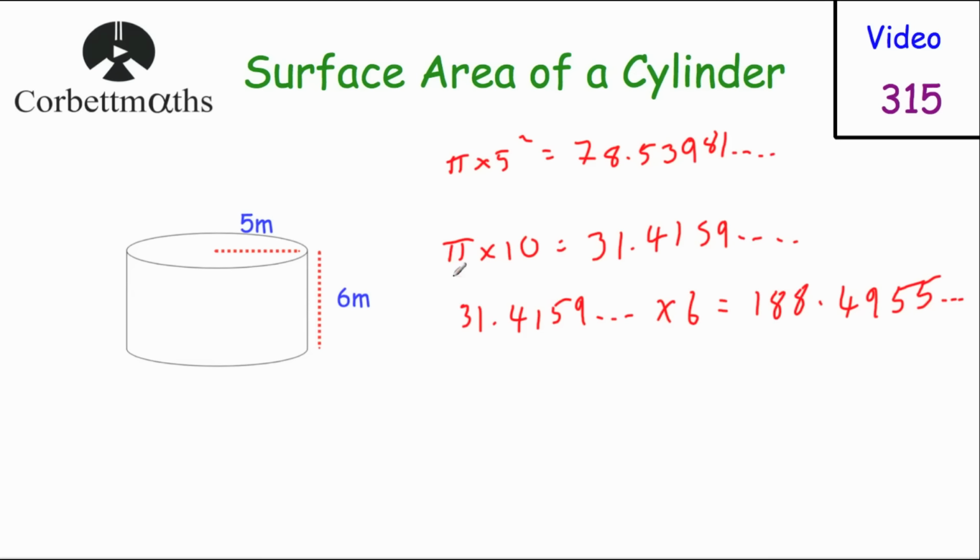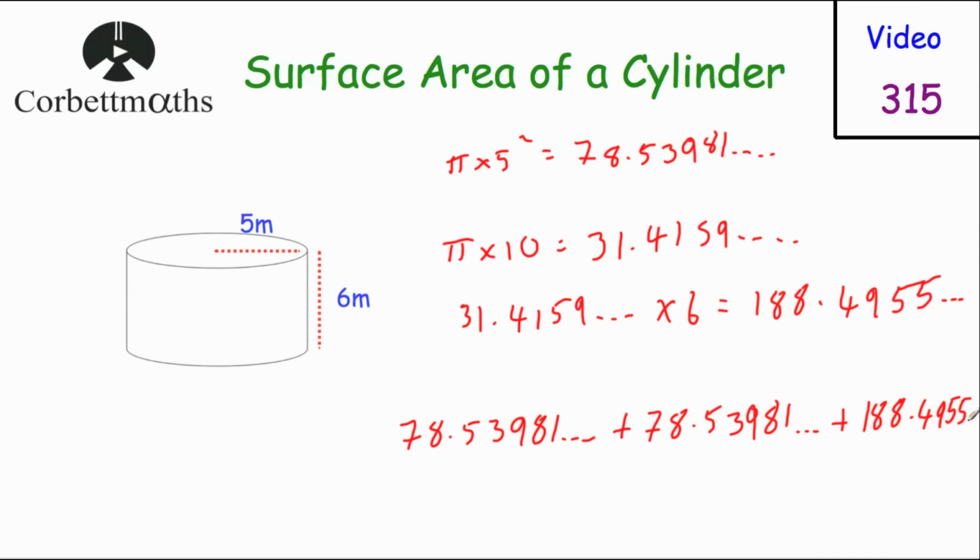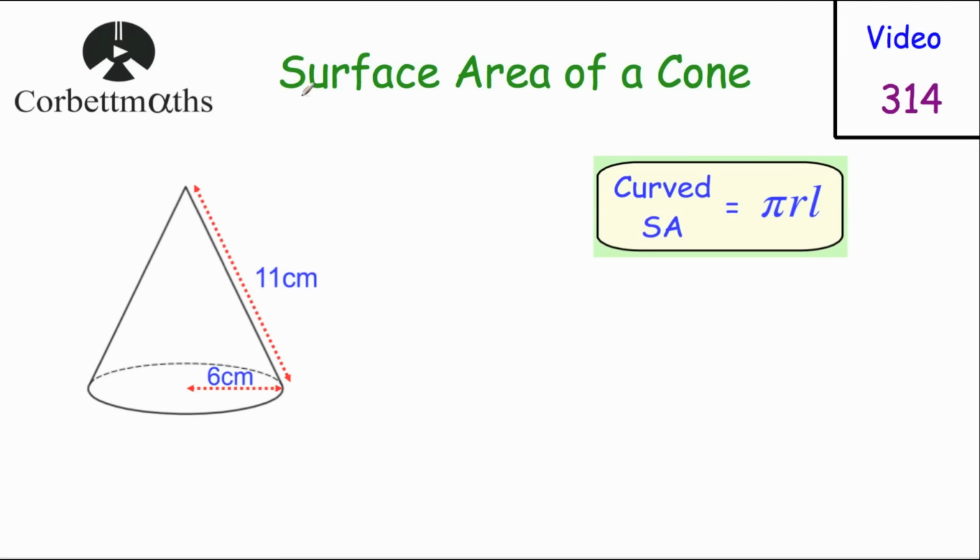So I'm going to add together now the area of the circle on the top, the 78.53981 and so on. I'll add another circle, so 78.53981 and so on. And I'll also add the area of this face, the curved face, which was 188.4955 and so on. And when I do that, I get that's equal to 345.575 to 3 decimal places, and then the units, because it's surface area and it's meters, will be meters squared, and that's it.